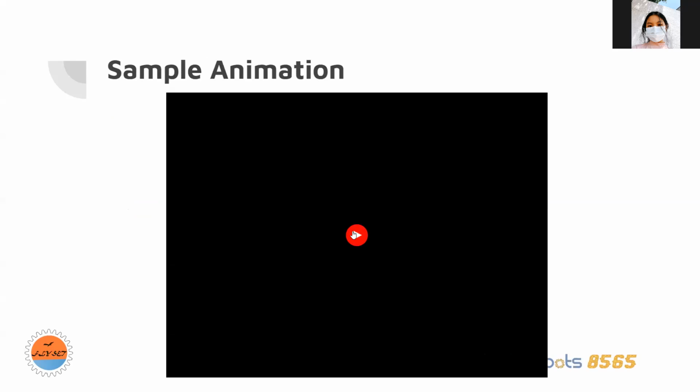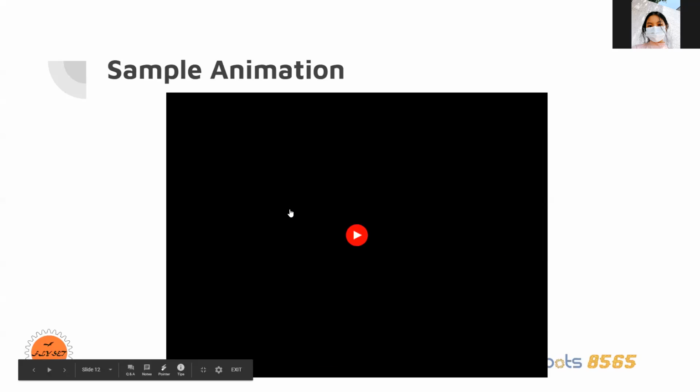So here is a sample animation of a cube running. This is the first one that I tried. And you can see that I made it first go forward, rotate back, and then scale up forward again.